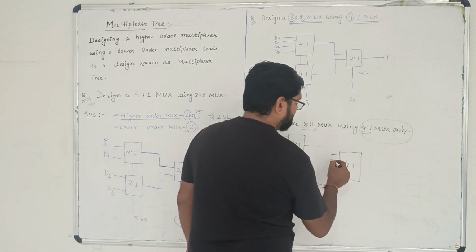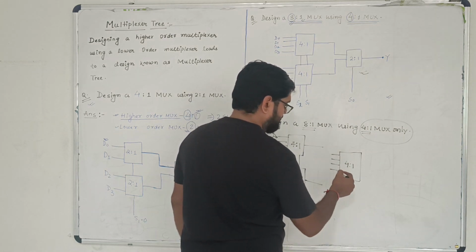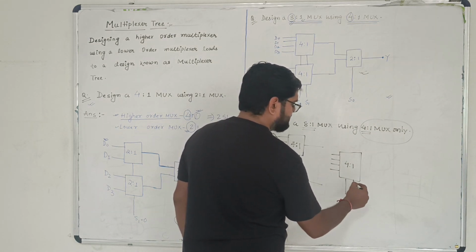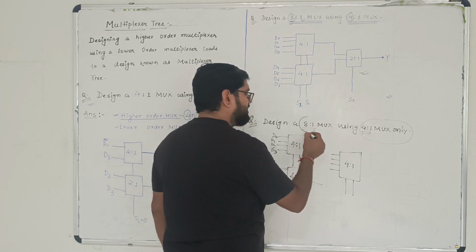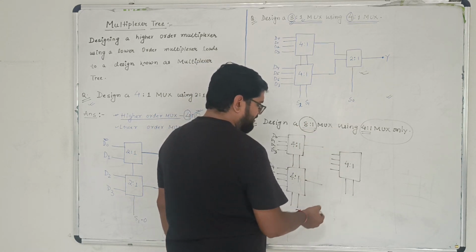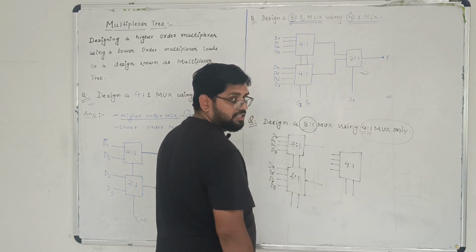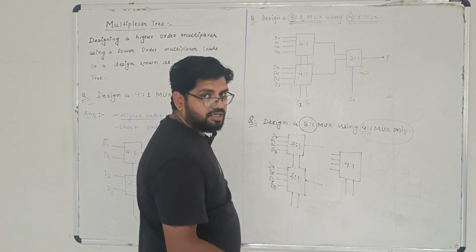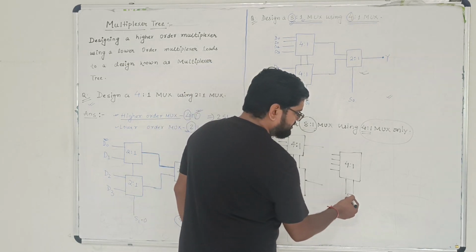Now definitely it will have 4 data inputs and 2 select lines. But we know that in order to have 8:1, we have to have only 3 select lines. But here I am getting 1, 2, 3, 4 select lines. So definitely I need to do something in order to have only 3 select lines. So what I will do, I will connect these 2 lines.